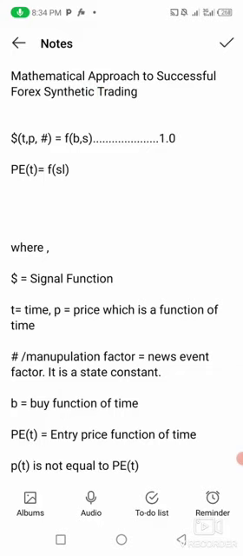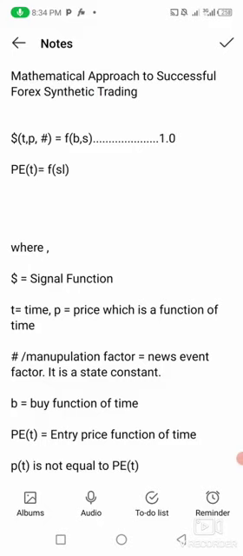So the first one is signal of t, p, hash equals f of b, comma, s, brackets open and close, and then PE of t equals f of sl, brackets open and close. The major thing is to understand each of these symbols. So the signal sign means signal function, t is time, and p is price.